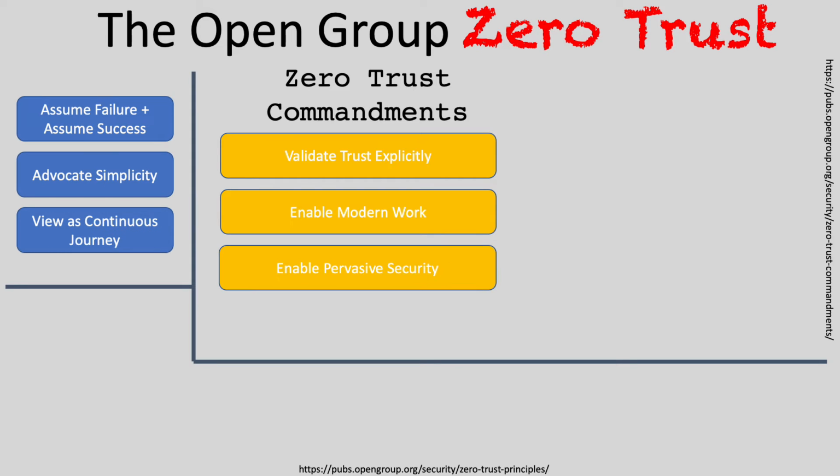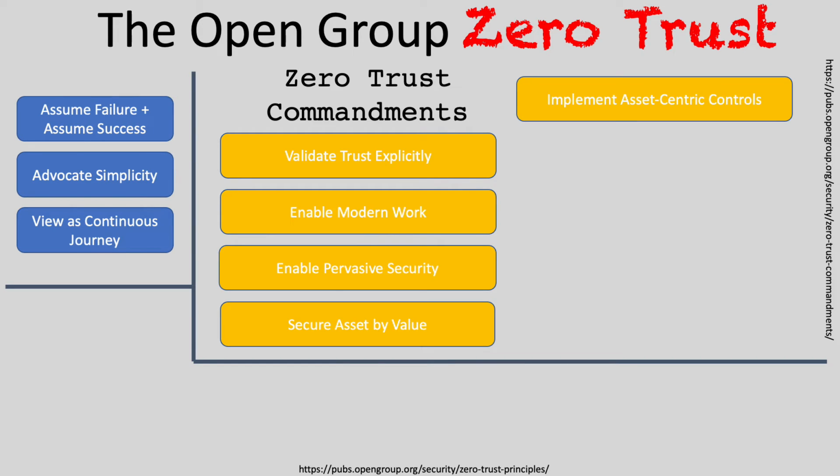The next one is enabling pervasive security, securing assets by value. If we look at the assets within the organization, they don't all have the same value. Some are critical, and others are not so critical. We want to apply security based on that value. So obviously when something is critical, we want to add more security to it as opposed to something that's not critical to our organization.